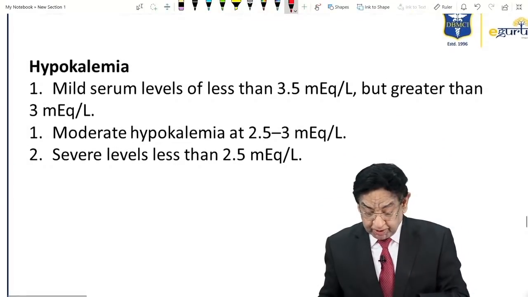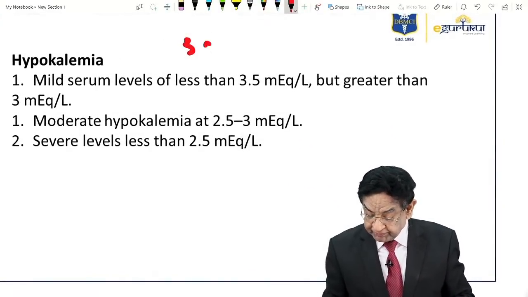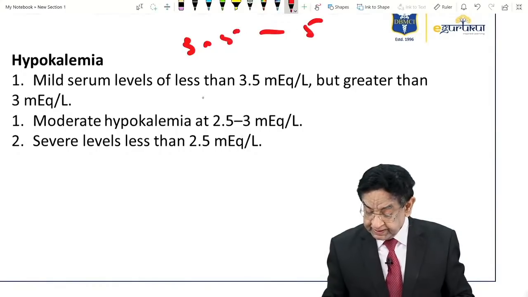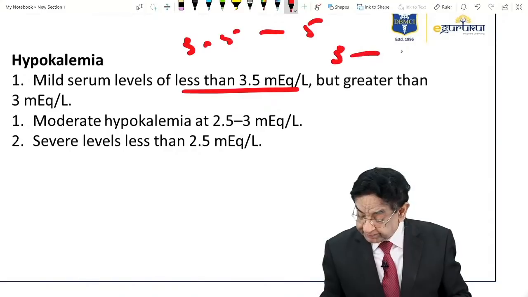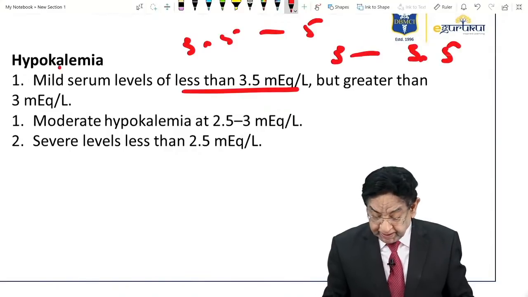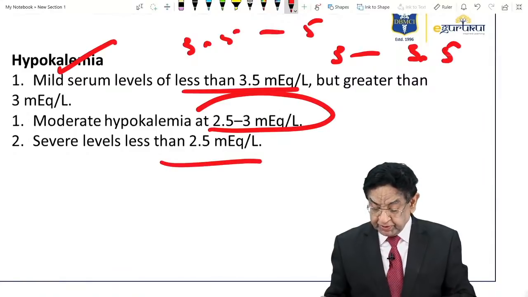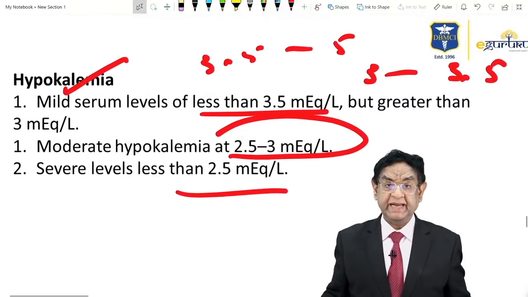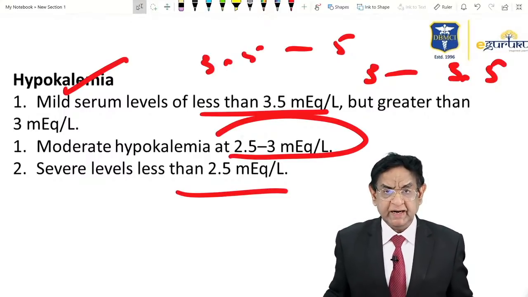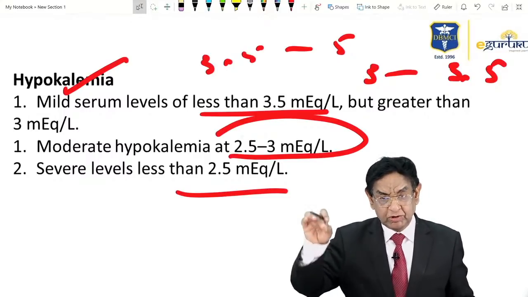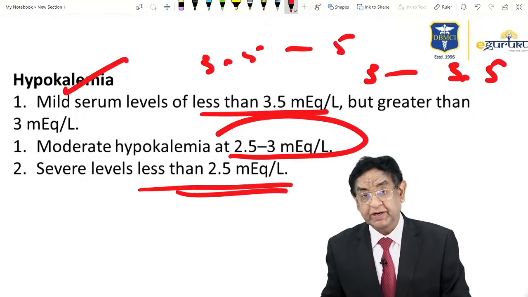So let's talk about more. We know that normal level is 3.5 to 5. Between 3 to 3.5, we call as mild. Then 2.5 to 3 is moderate. Below 2.5 is severe hypokalemia. The way we have a category of mild, moderate and severe hyperkalemia, we also have for hypokalemia. Less than 2.5 is severe hypokalemia.